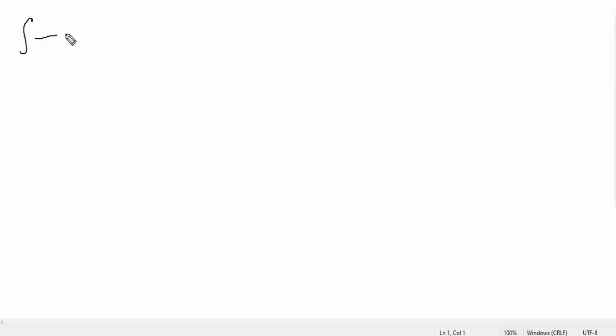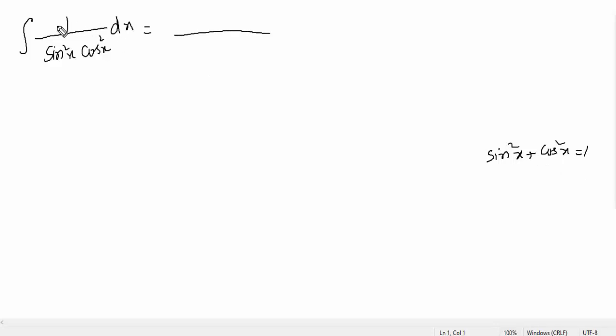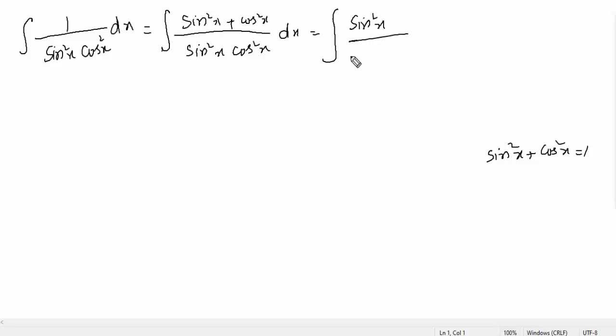And for 1 over sine square x cos square x dx, this is the question. So guys, if you remember the trigonometric identity, sin square x plus cos square x is equal to 1, I am replacing 1 with sin square x plus cos square x here, over sin square x cos square x dx. Again I am breaking this value this way: sin square x over sin square x cos square x dx plus cos square x over sin square x cos square x dx.